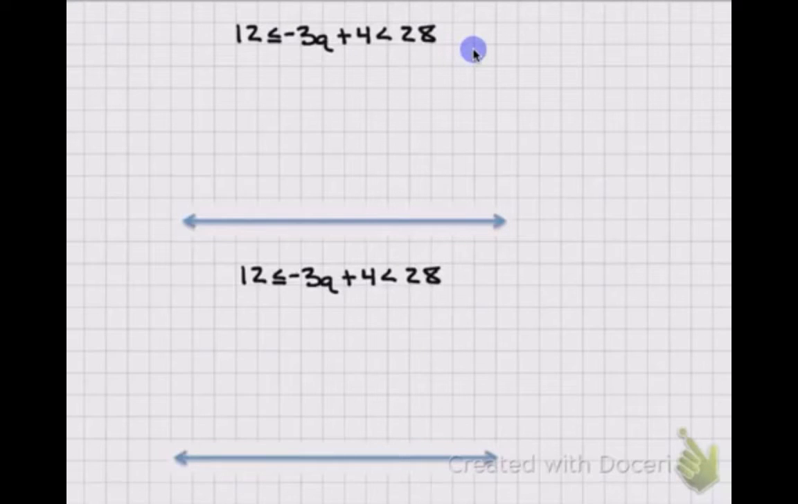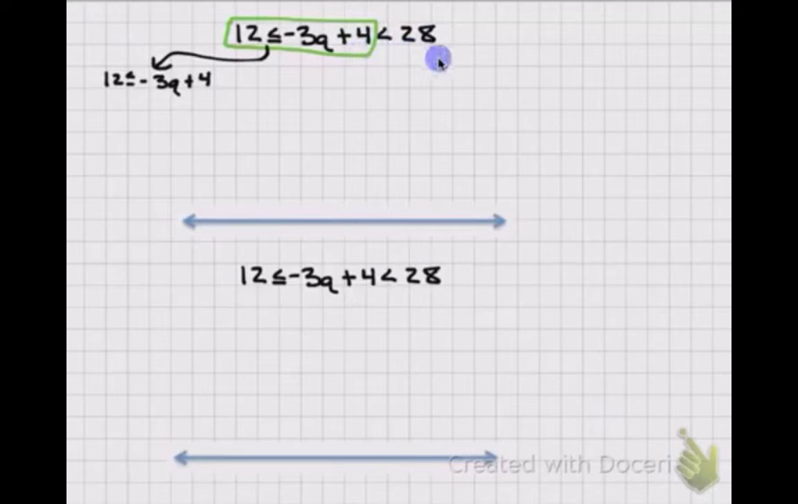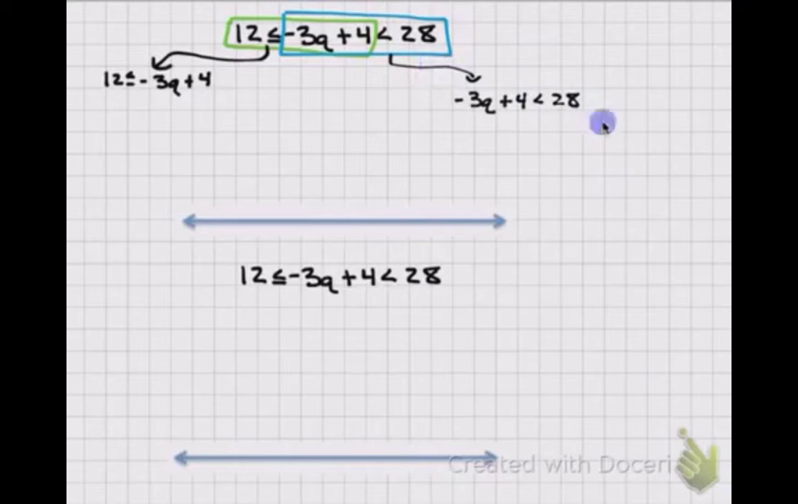The first inequality is 12 is less than or equal to negative 3q plus 4. I'm going to write that off to the side over here: 12 is less than or equal to negative 3q plus 4. But also, I notice that negative 3q plus 4 has got to be less than 28. So I also see the inequality negative 3q plus 4 is less than 28. I'm going to toss that over here: negative 3q plus 4 is less than 28. Awesome. And my other claim is that in order for this big statement to be true, negative 3q plus 4 has got to be greater than or equal to 12, but also at the same time it's got to be less than 28. And so this compound inequality is going to be an and compound inequality.